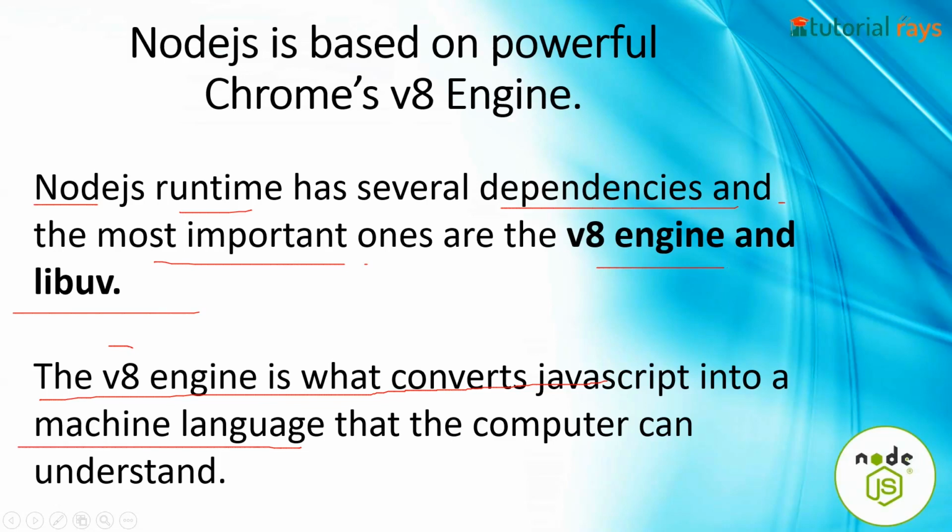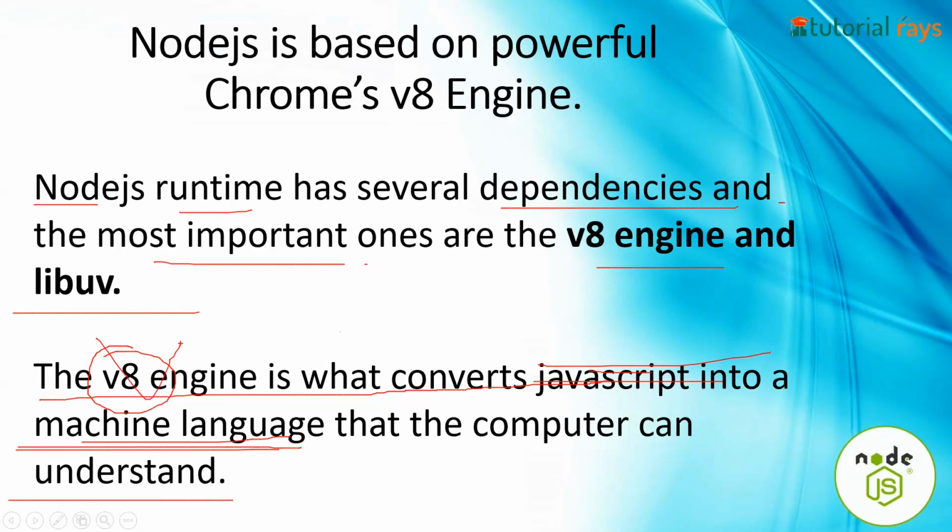We have been talking about the V8 engine, but what is the function of the V8 engine? Actually, this converts the JavaScript code into machine language that the computer can understand. For example, you are writing console.log. That console.log is converted into machine language, and it explains to the machine, and then the machine understands. So this is the main work of the V8 engine.